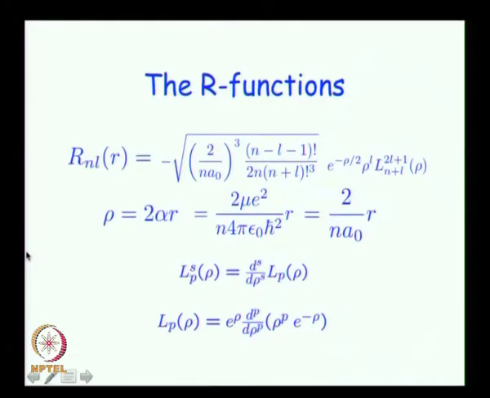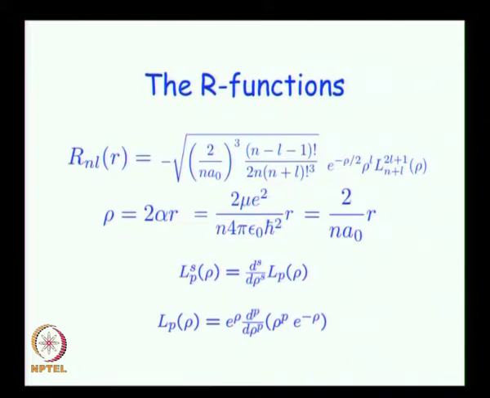Now, if you look at this expression, you have rho equal to 2 divided by n A0 r, and capital R is defined in terms of rho, which we have already defined, as well as A0 and the principal quantum number n, which we have encountered. So, why do you have this part here? The answer is extremely simple: you want the wave function to be normalized. So, this is just the normalization factor.